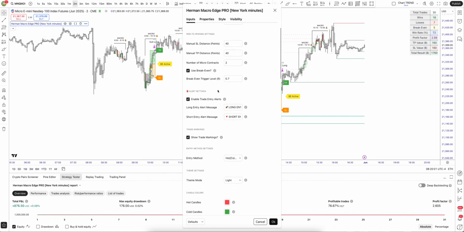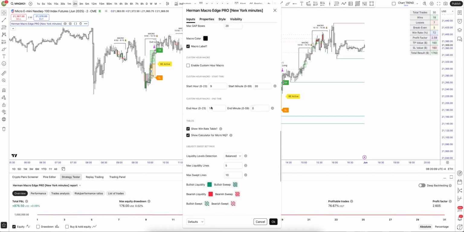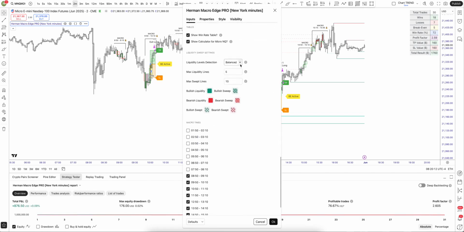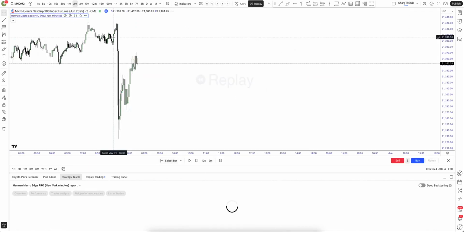Adding alerts to the indicator was the most requested feature by the community. On top of that, I also added liquidity levels as an extra layer of confluence to support trade decisions. The liquidity levels come with 3 sensitivity options: aggressive, balanced, and conservative. Let's see how the indicator handled Friday's price action.